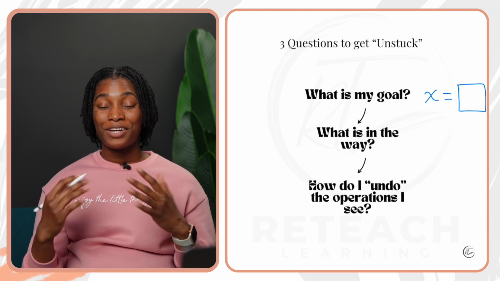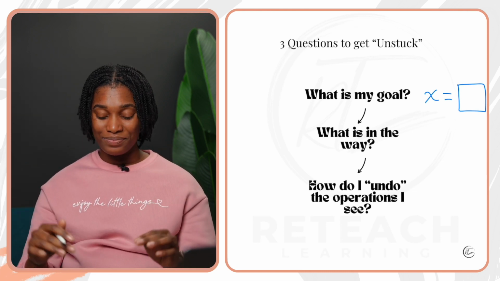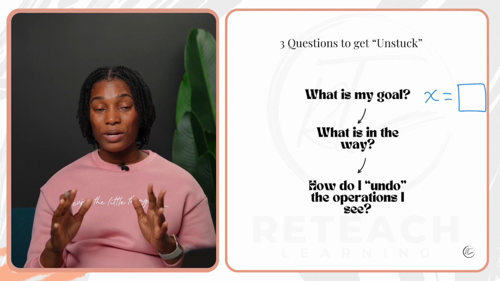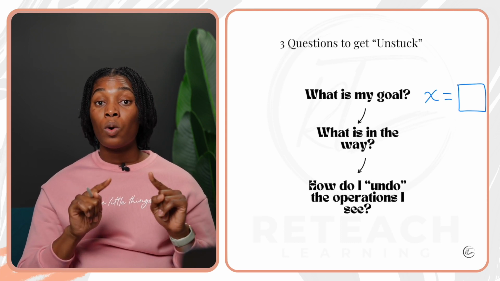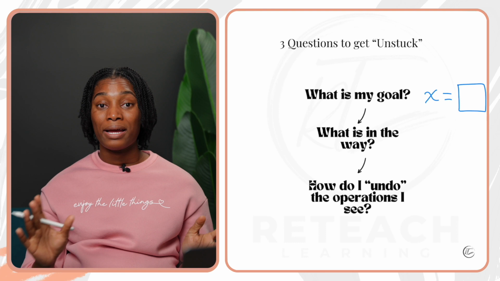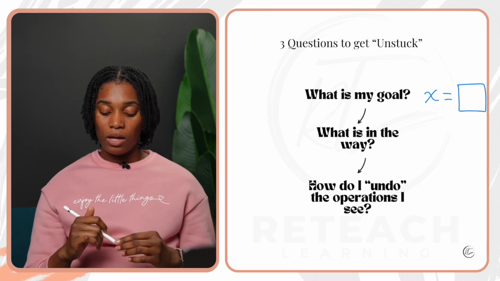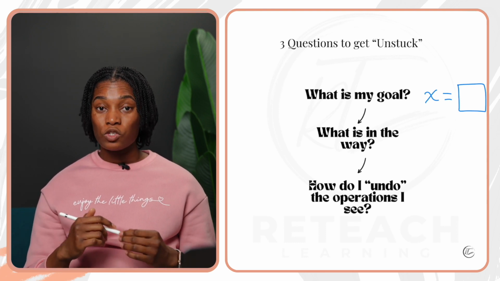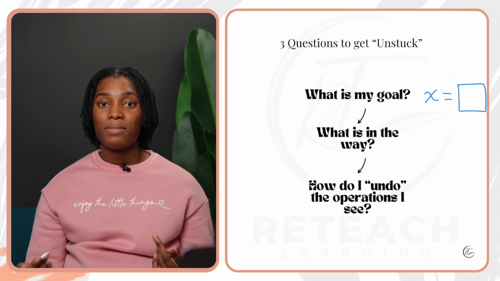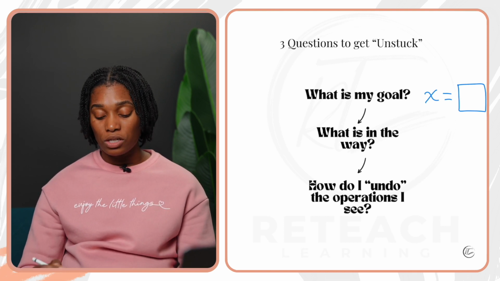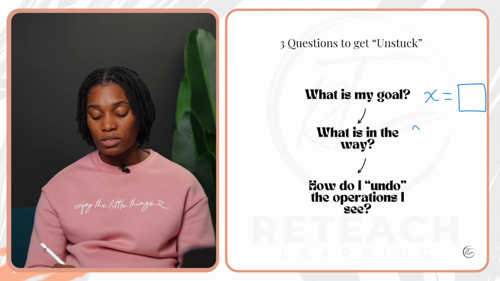That needs to be very clear. We're talking about equations, not expressions. So in an equation, our goal is to get the x on one side of the equal sign all by itself. Perfect. So then the next question is, what is in the way? And what do I mean? A lot of times when you have an equation, you'll have a situation where it looks like this.